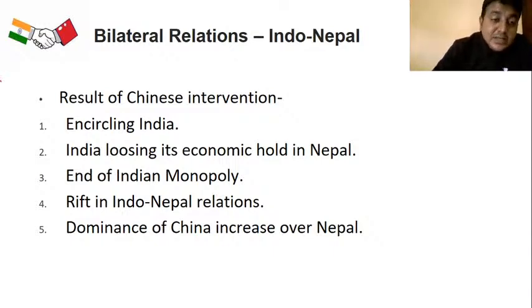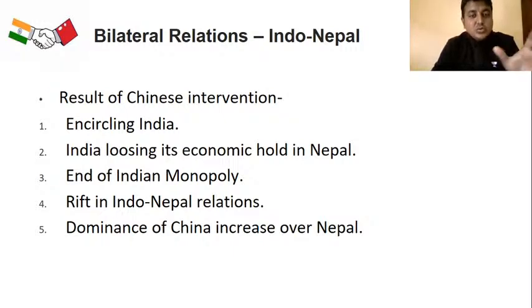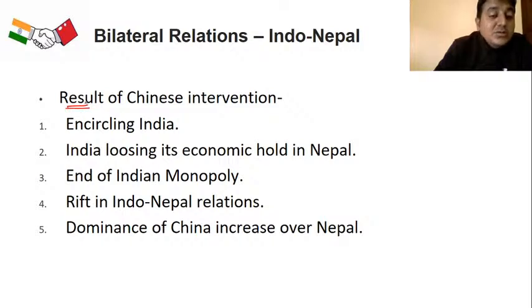The result of Chinese intervention. We mentioned these are the challenges, how China is doing so. So we should know the consequences of it. The first consequence of Chinese intervention is that India is encircled. Their main intention is basically to hurt Indian interest. The second thing, India is losing its economic hold in Nepal. That is a more concerning thing for us.